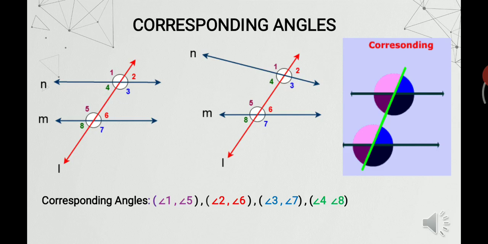So you can see from the figure, angle 1 and angle 5 form a pair of corresponding angles. They are on the same side of the transversal, but angle 1 is in the exterior and angle 5 is in the interior, so they form a pair of corresponding angles. Similarly, you can find the other pairs of corresponding angles as well.